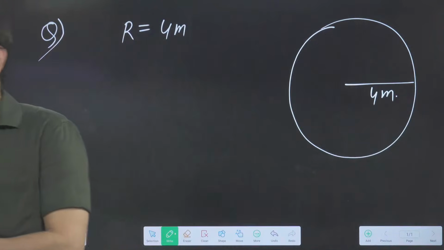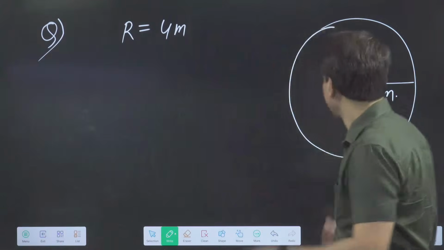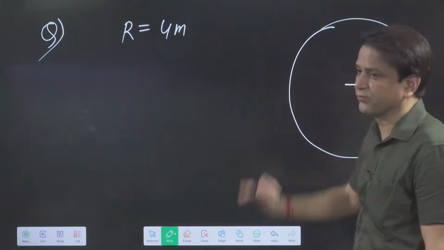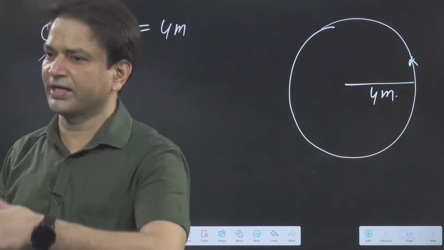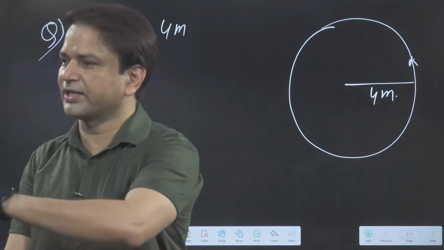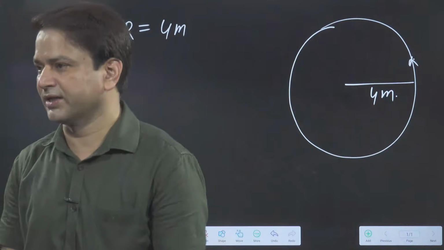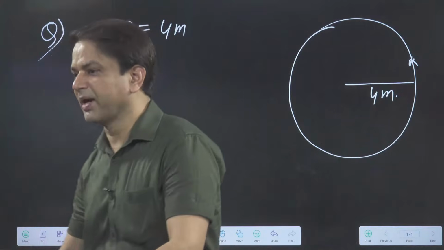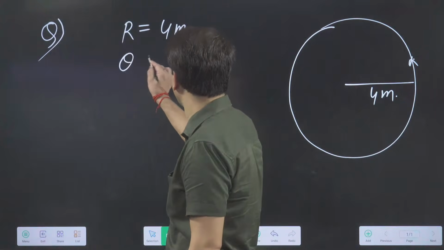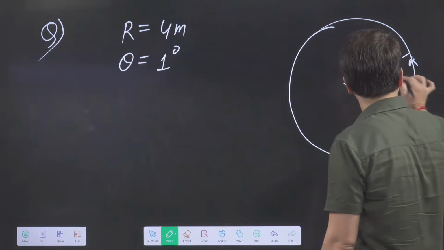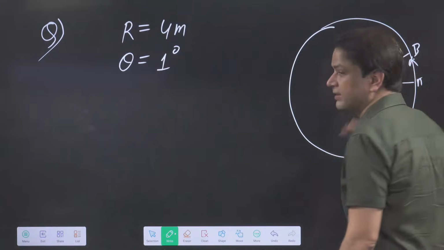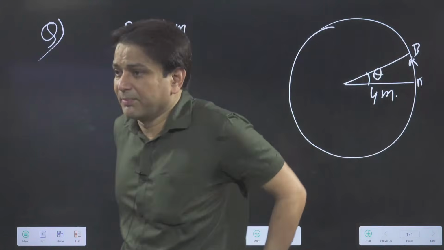Again, I am repeating the problem. A particle is moving in a circle of radius 4 meter. What is the distance traveled by the particle when it rotates by the angle 1 degree? Theta what I gave? 1 degree. So I am asking what is the distance traveled by the particle? Somebody is saying 4.